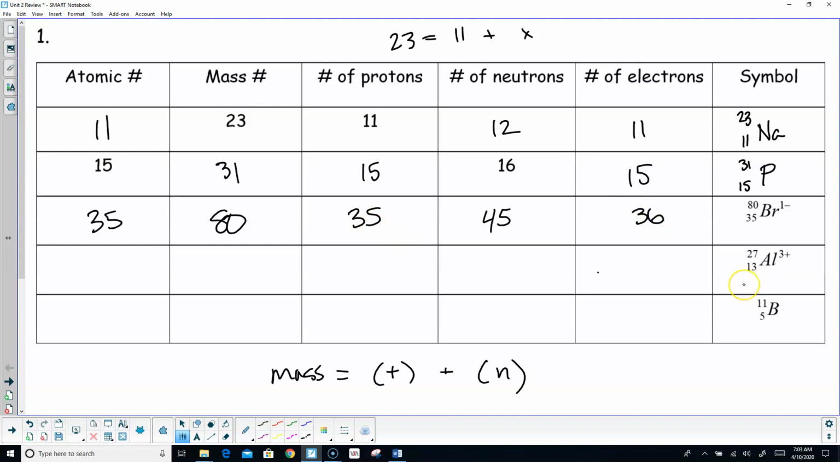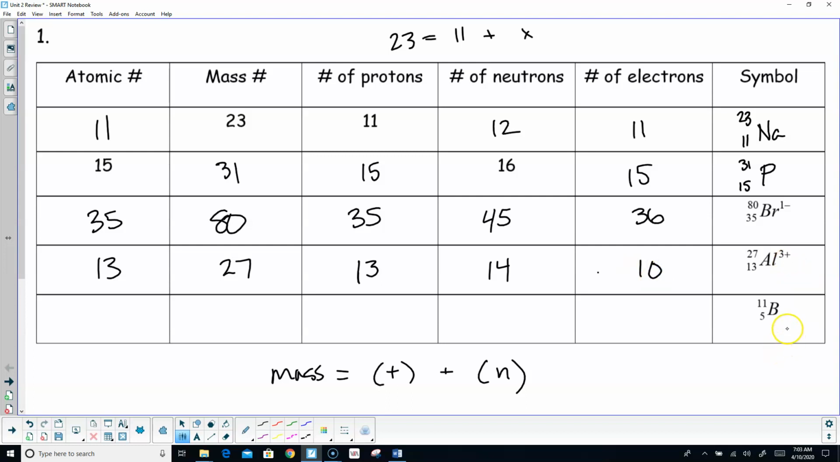Okay, next one, atomic number is 13. Mass is 27. Okay, I should have 13 protons. And then for the neutrons, 13 and 14 add up to 27. Notice in this instance I have a 3 plus. That means I have 3 more protons than electrons. If the protons are 13, the electrons have to be 10.